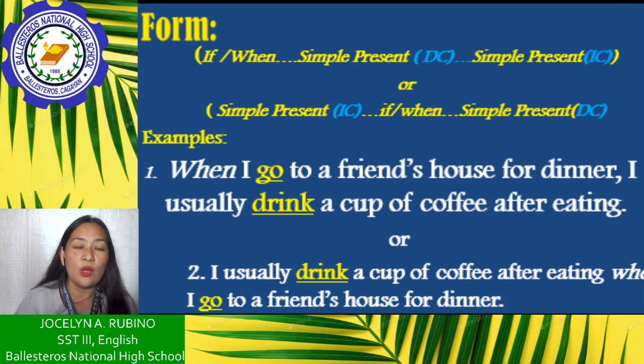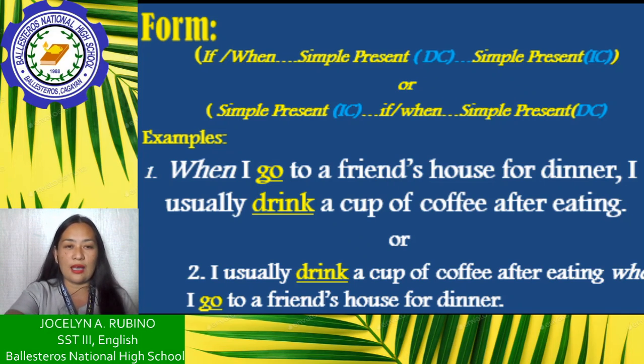Number 1, when I go to a friend's house for dinner, I usually drink a cup of coffee after eating. So you see, this is present real because it happens. You go to your friend's house for dinner and this is what you usually do when you go there. Or it can also be the other way. I usually drink a cup of coffee after eating when I go to a friend's house for dinner. Okay.